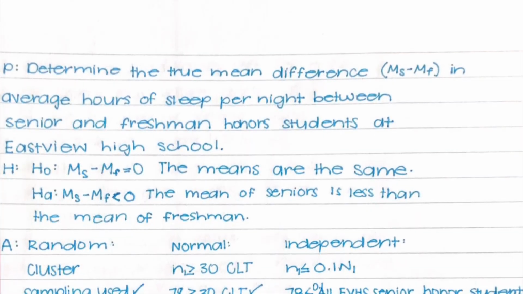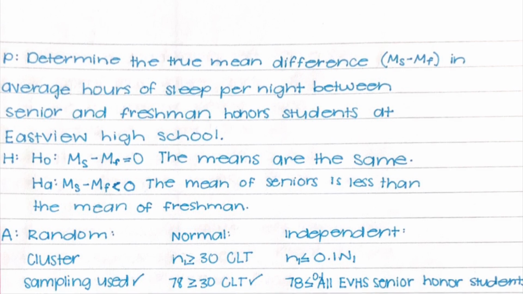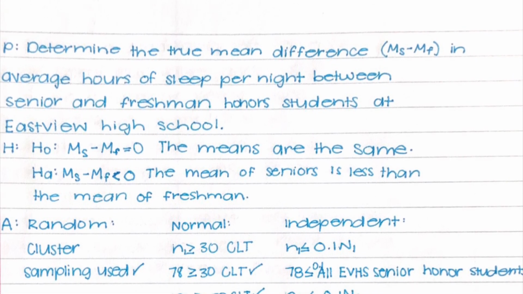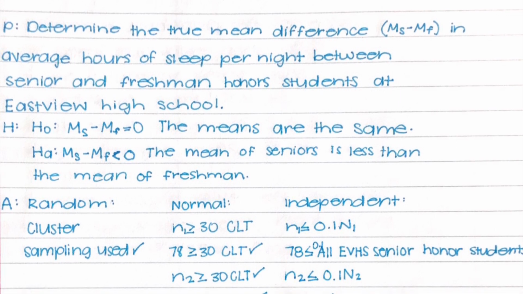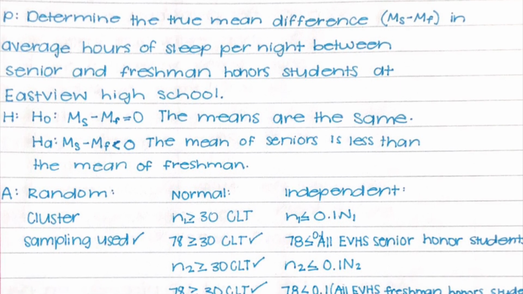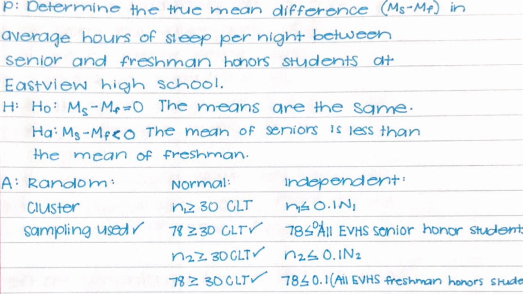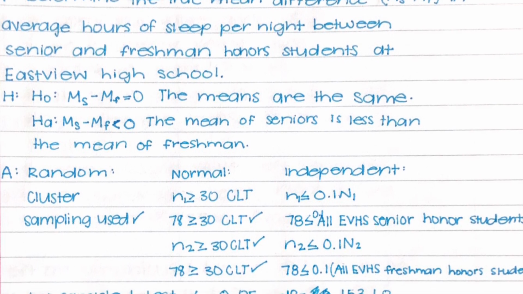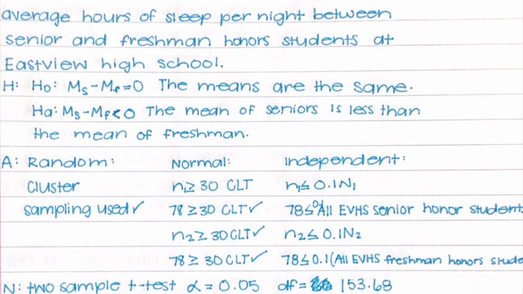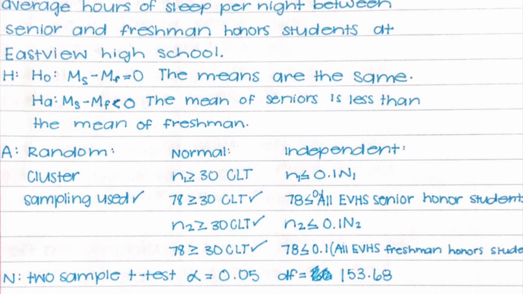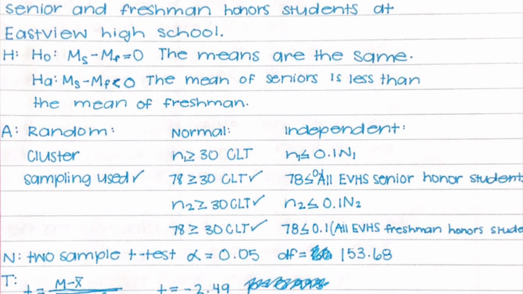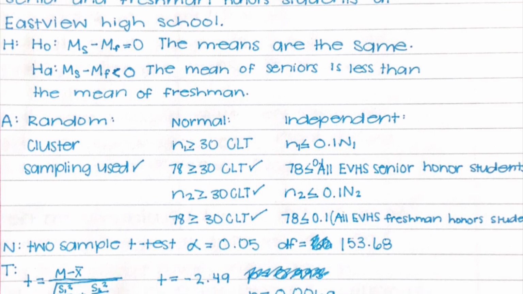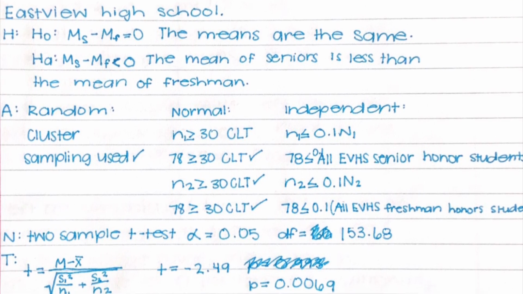Okay, so in here you can see our calculations. Starting from the beginning, we have our question that was being addressed, which was to determine the true mean difference in average hours of sleep per night between freshman and senior honors students at Eastview. Our null hypothesis was that the mean hours of sleep per night is the same, and our alternative was that the mean was less for seniors than it was for freshmen.